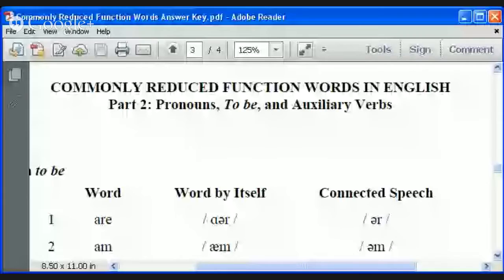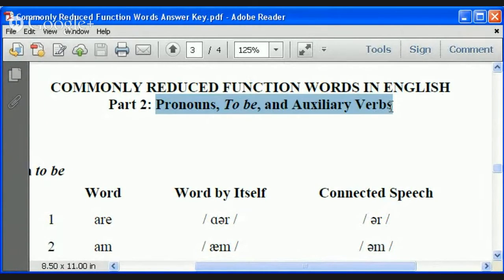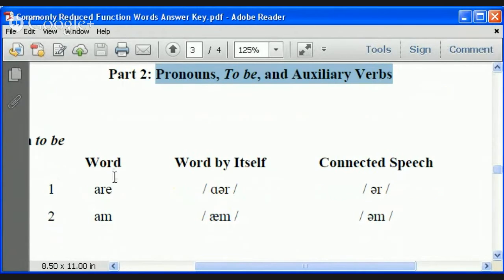So let me get started here. Looking at commonly reduced function words in English. Today we'll be looking at pronouns, the verb to be, and auxiliary verbs. Starting with the verb to be.